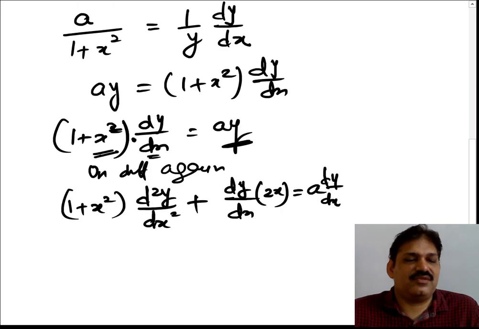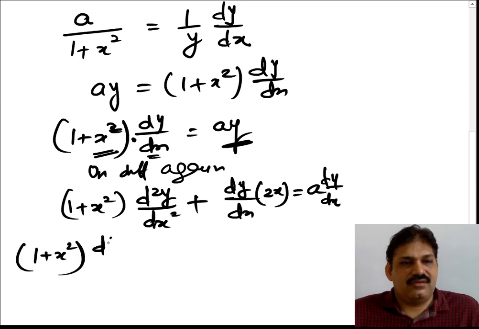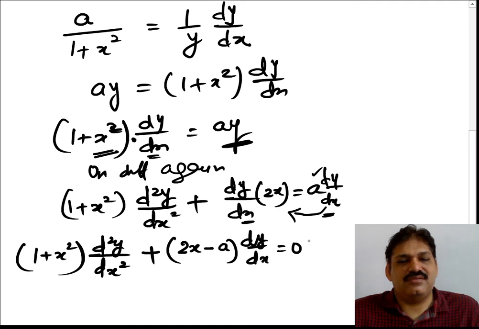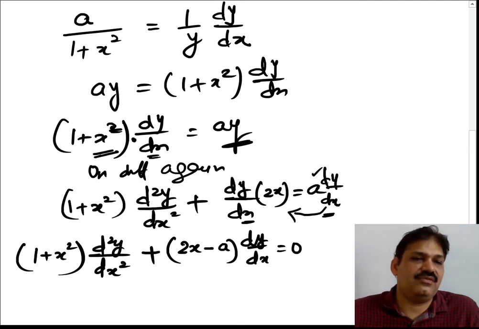Now taking this term to the left hand side, we get our desired result, that is 1 plus x square times d2y by dx square, plus if I take dy by dx common from these two terms after taking this to the left hand side, this will give me 2x minus a times dy by dx is equal to 0. This is what we were to prove.